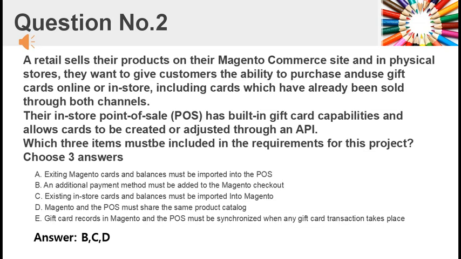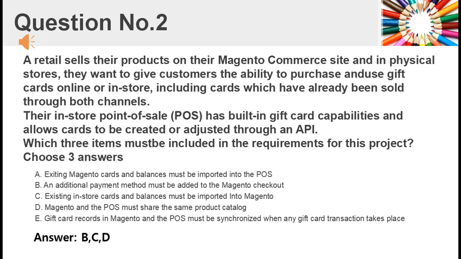A retailer sells their products on their Magento Commerce site and in physical stores. They want to give customers the ability to purchase and use gift cards online or in store, including cards which have already been sold through both channels. Their in-store point of sale (POS) has built-in gift card capabilities and allows cards to be created or adjusted through an API. Which 3 items must be included in the requirements for this project?